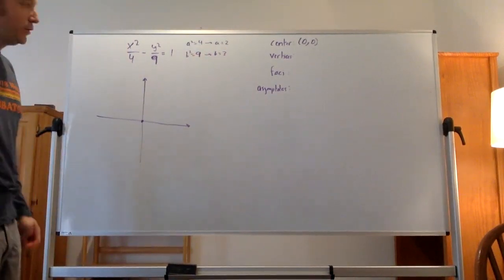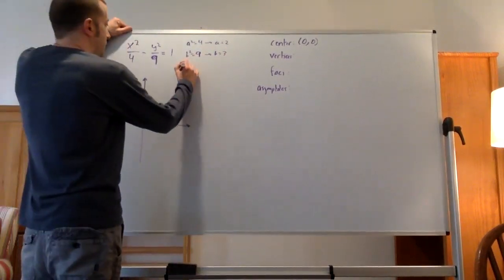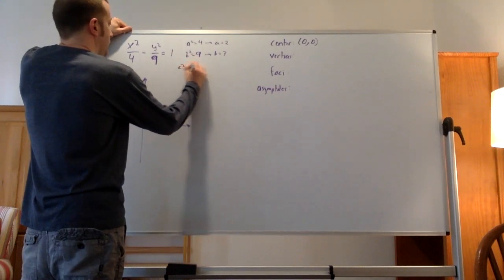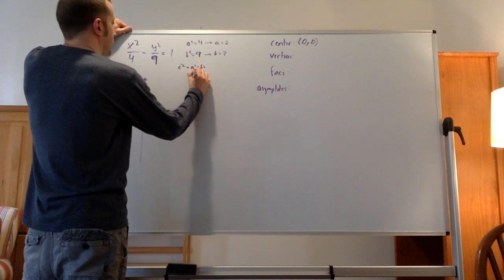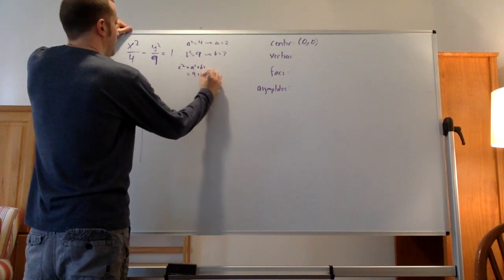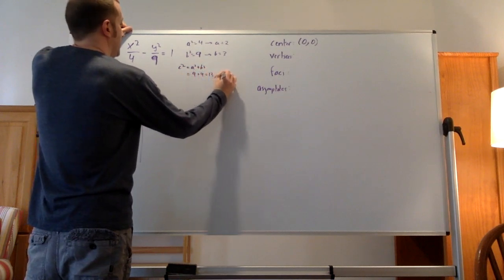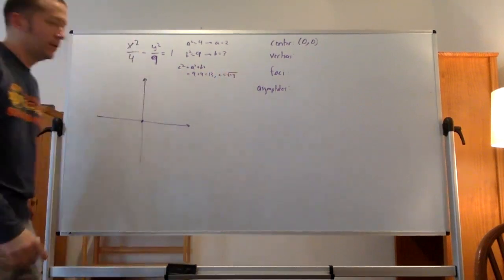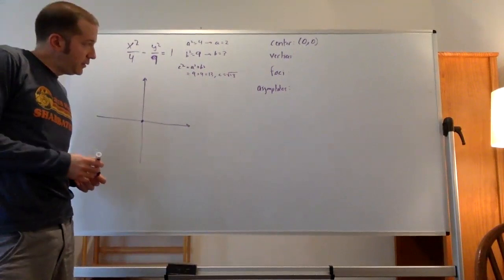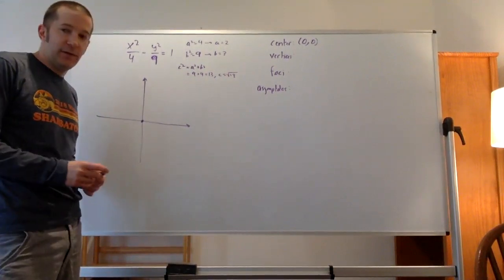Like I said, as long as I'm doing this, I might as well go ahead and find C. In our previous videos, we saw that C squared is A squared plus B squared, which is 9 plus 4, which is 13. Therefore, C is the square root of 13. It's not my favorite number to square root of 13, but it's a fine number.